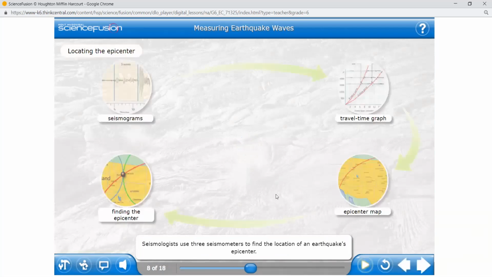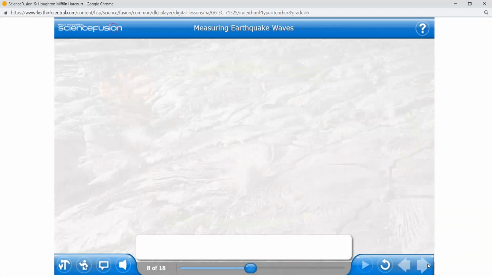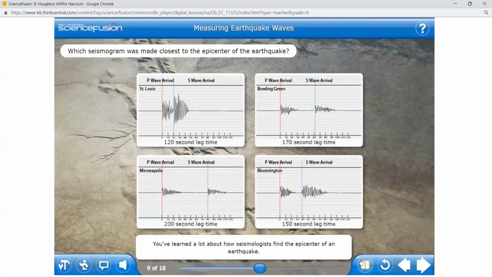Seismologists use three. Again, a seismologist is a person who studies all of this. So we are using seismograms, we have travel time graph data, we have the epicenter on the map, and we have finding the epicenter. This is what we have learned, but I am revising again and again so that you understand it more clearly. You've learned a lot about how seismologists find the epicenter of an earthquake. The time between the arrival of the P waves and S waves is called lag time.